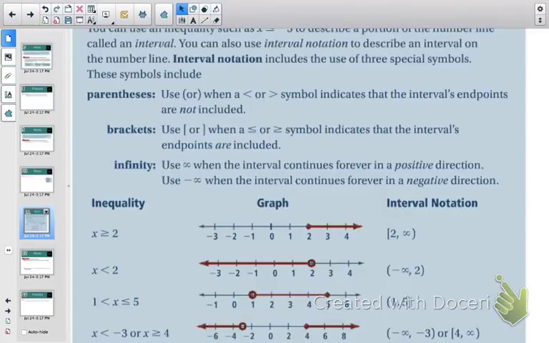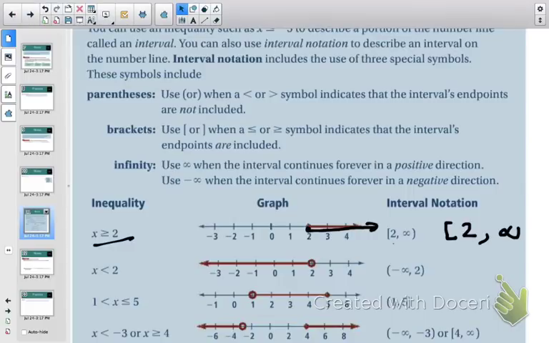So if we look at this, we have x is greater than or equal to 2. To graph that, we start at 2. It's a closed circle because it's an equal to, and then it goes on, it's greater than, so it goes on that way forever. To write that in interval notation, you're going to start at your endpoint. You're going left to right, so look at your graph. Start at your endpoint at 2. That is included, so it's a bracket like this, comma, and then it goes on forever in the right direction, the positive direction. So that's going to be a positive infinity.